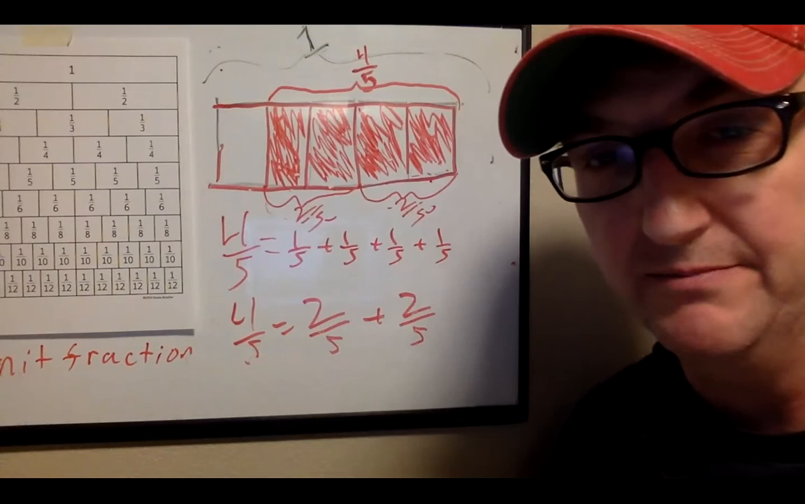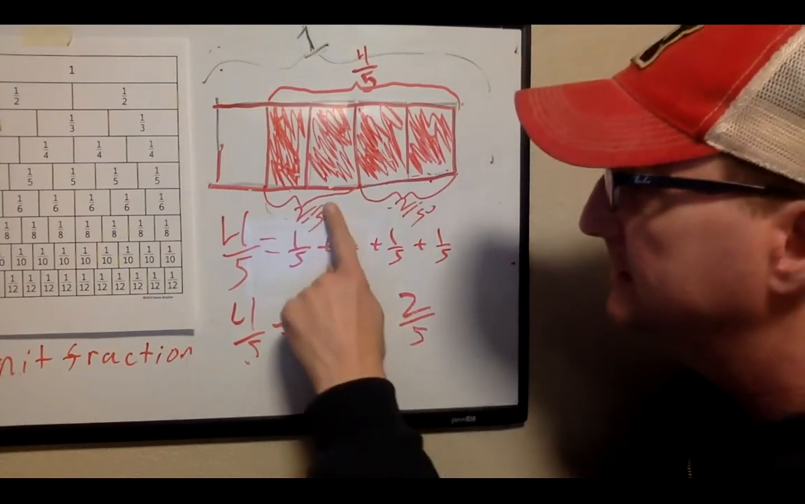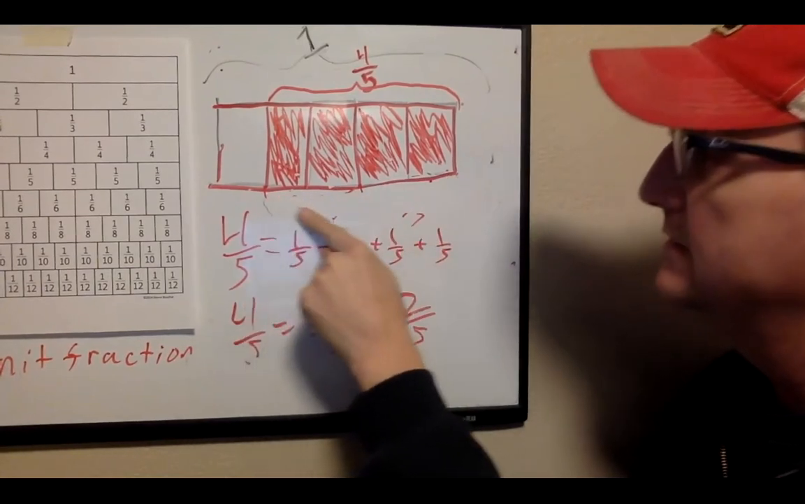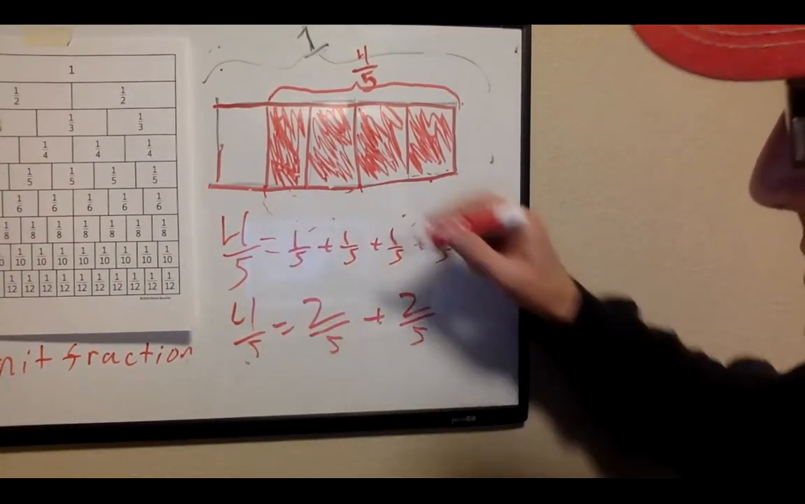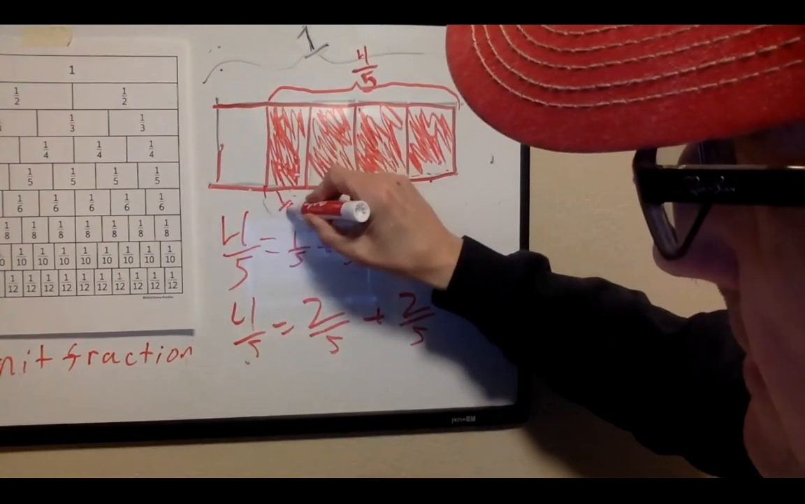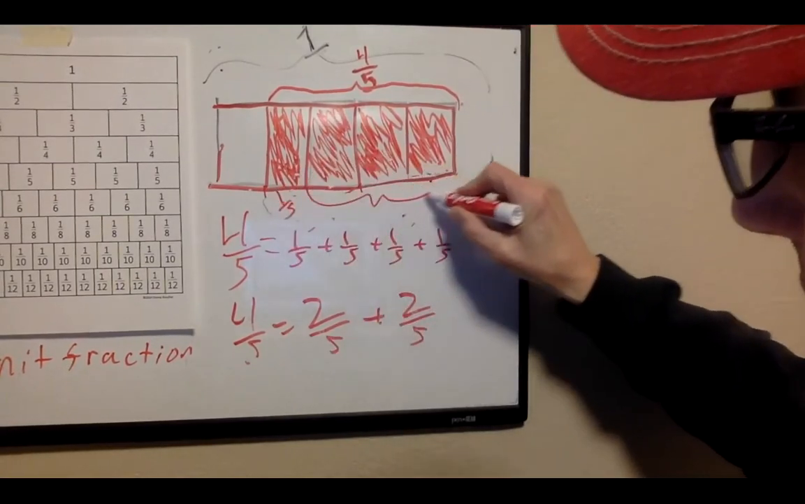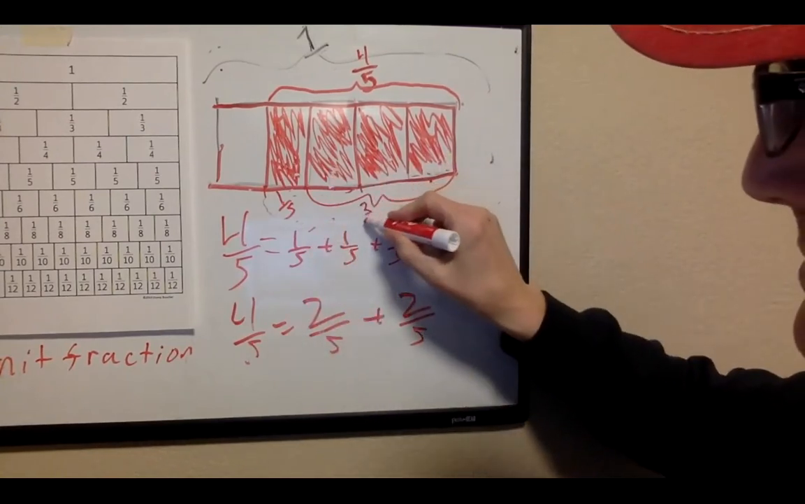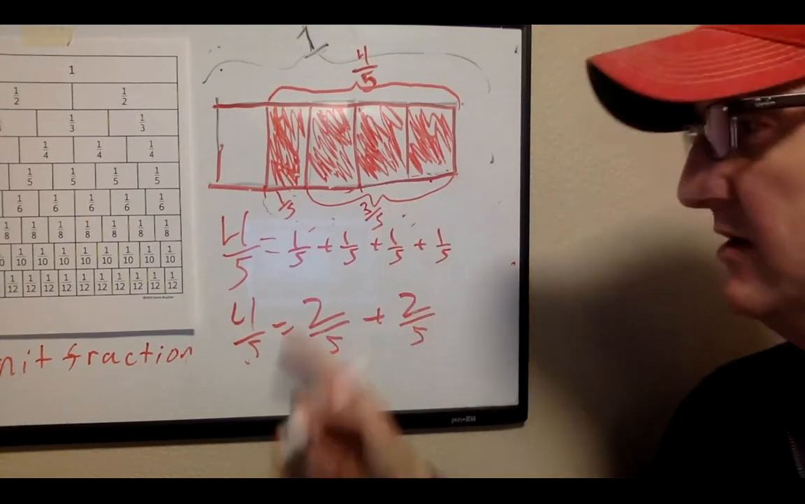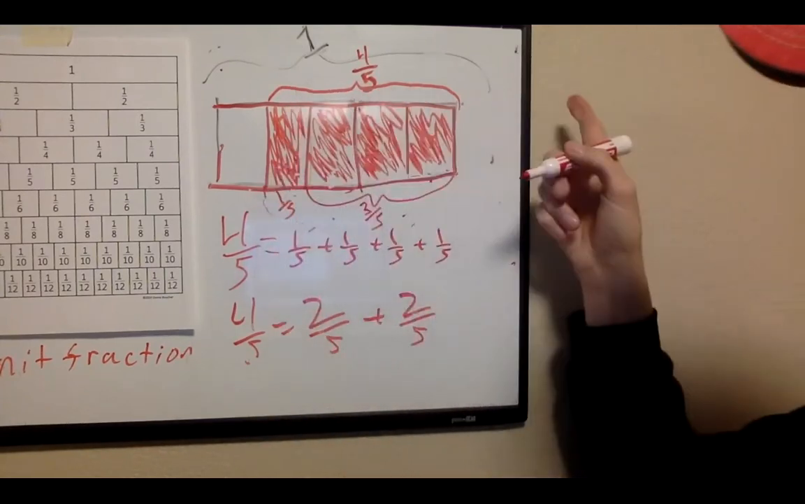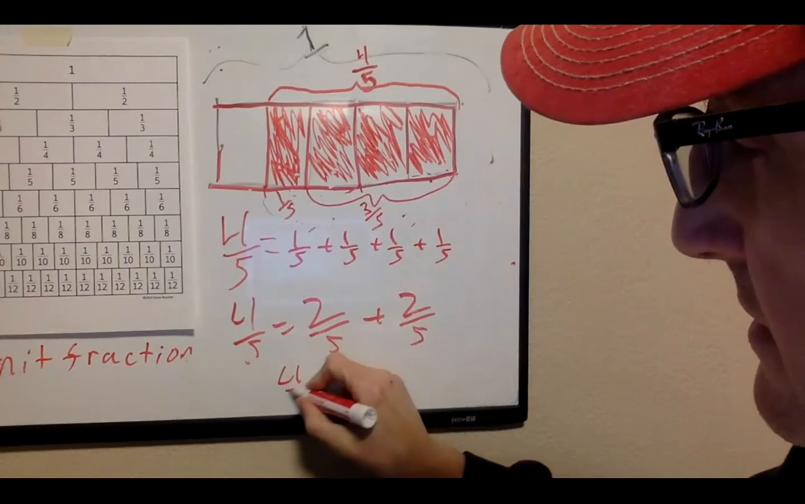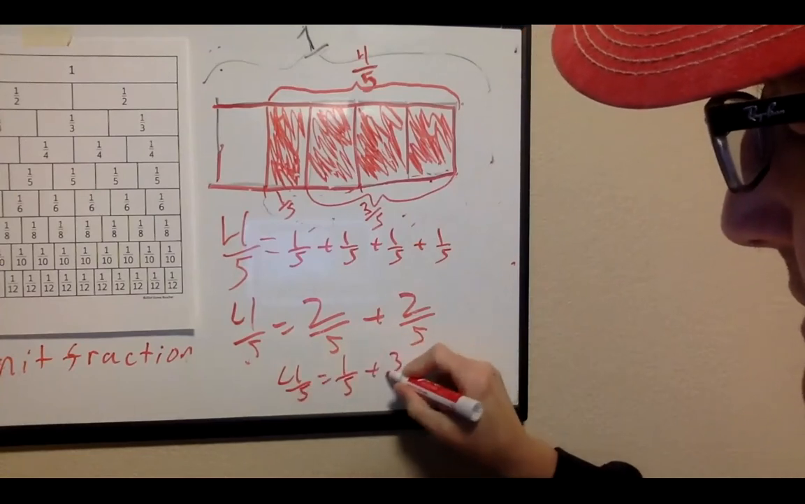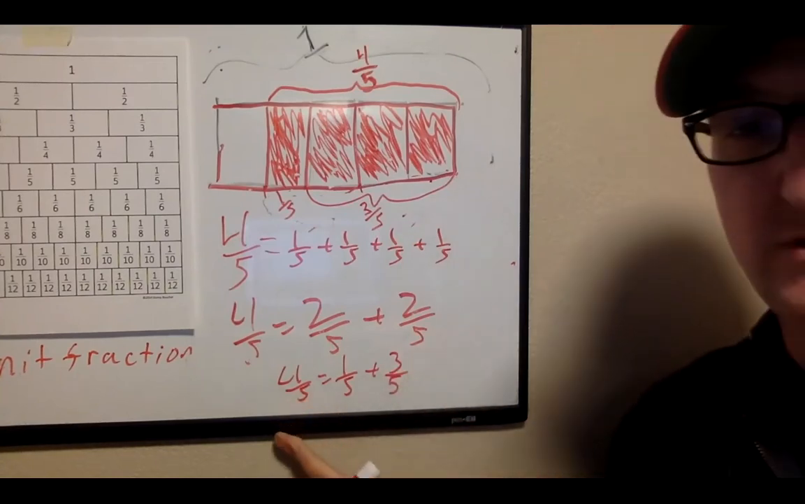There's one more way to decompose 4 fifths, isn't there? Let's look. What if we were to do, well, here we've got 1 fifth. Well, that leaves the rest of this. How much is that? 1, 2, 3 fifths. 3 fifths. So we got 1 fifth and 3 fifths makes 4 fifths. So if we were to write that, 1 fifth plus 3 fifths equals 4 fifths.